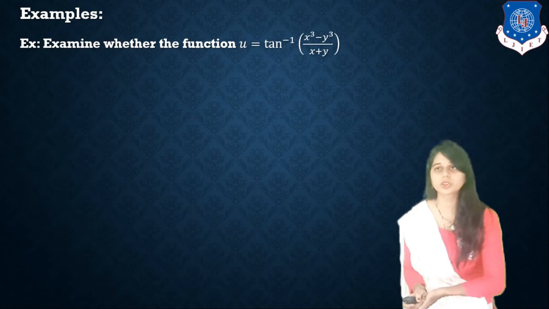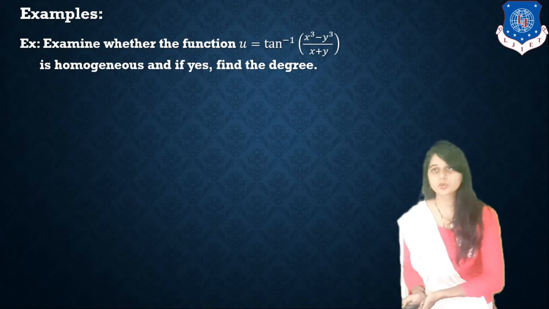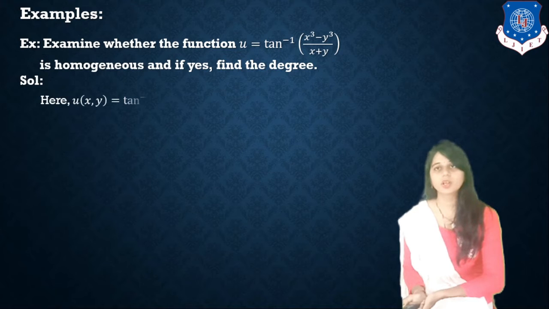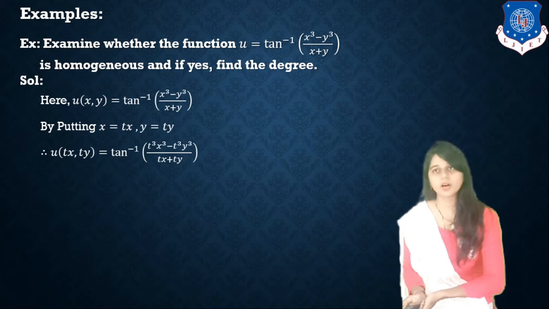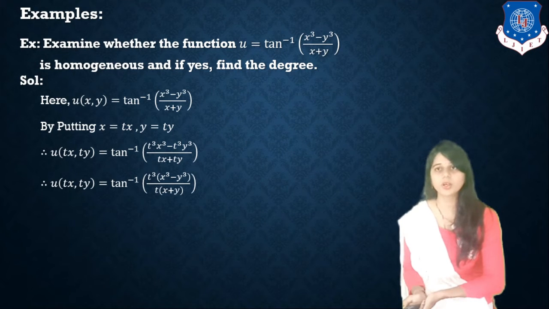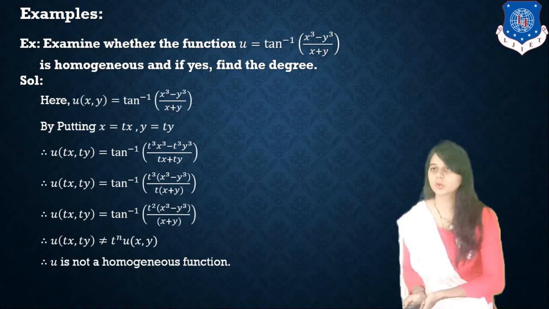Now examine whether the function u equal to tan inverse of x cube minus y cube upon x plus y is homogeneous, and if so, find the degree. Similarly, we take u equal to tan inverse of x cube minus y cube upon x plus y, with x equal to tx and y equal to ty: tan inverse of t cube x cube minus t cube y cube upon tx plus ty. Taking t cube common from the numerator and t common from the denominator, we get t square. So u of tx, ty is not equal to t raised to n times u of x, y. So this function is not a homogeneous function.